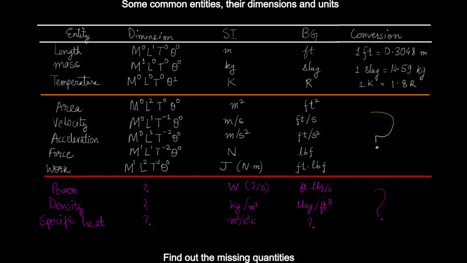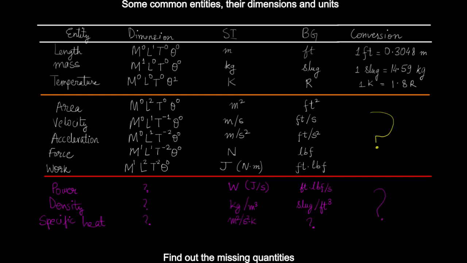Acceleration, again it is the rate of change of velocity or the second derivative of distance. So it is L to the power 1, T to the power minus 2, and the unit in SI is meter per second square and the BG unit is feet per second square.